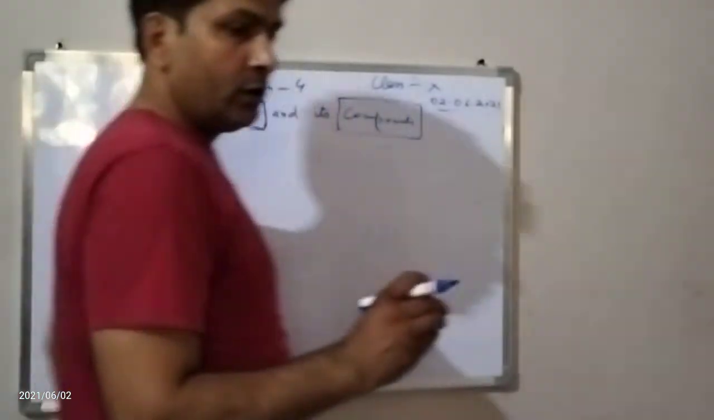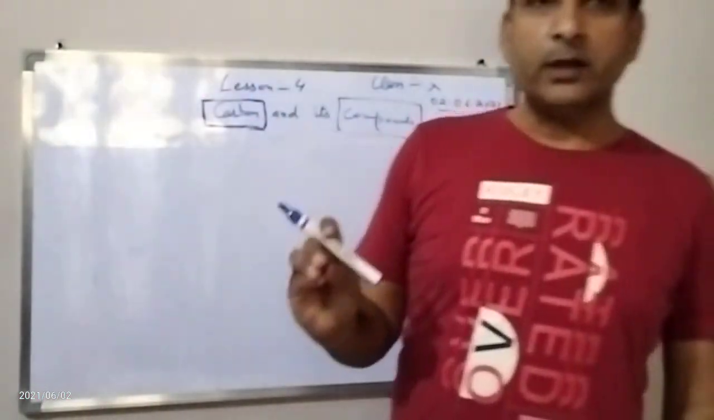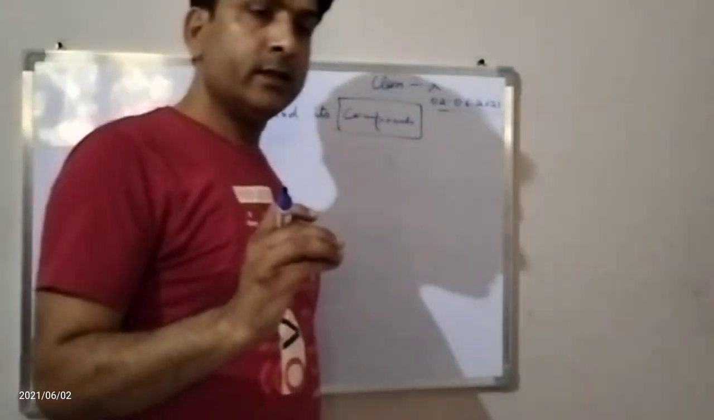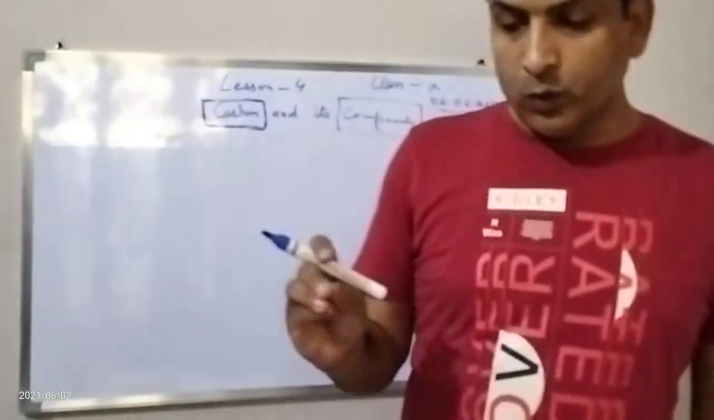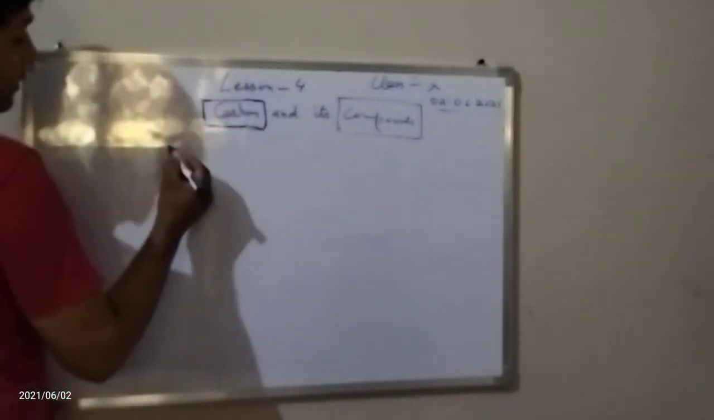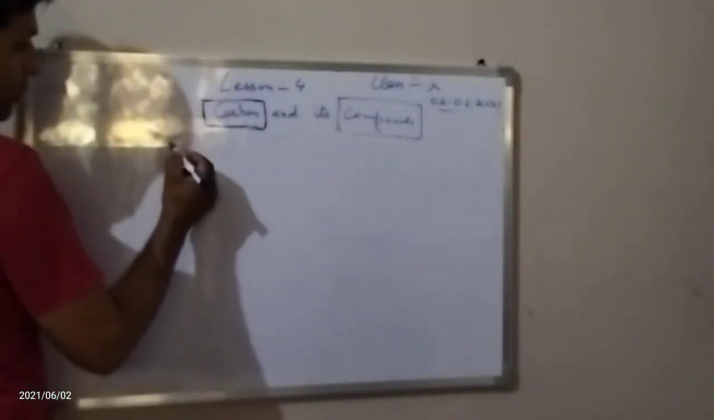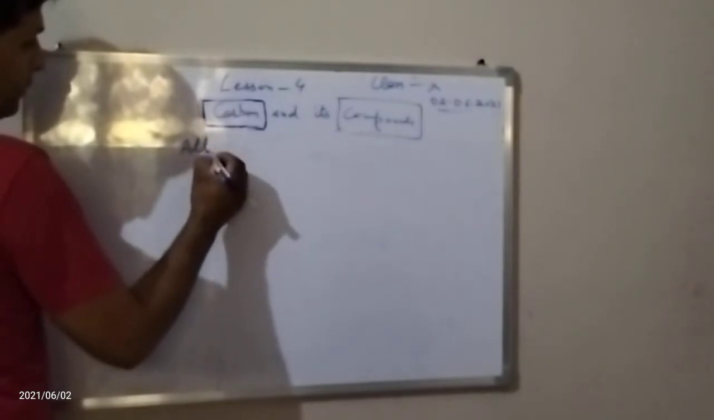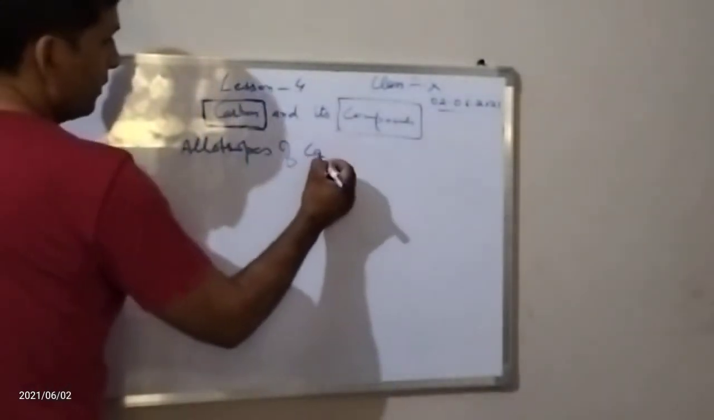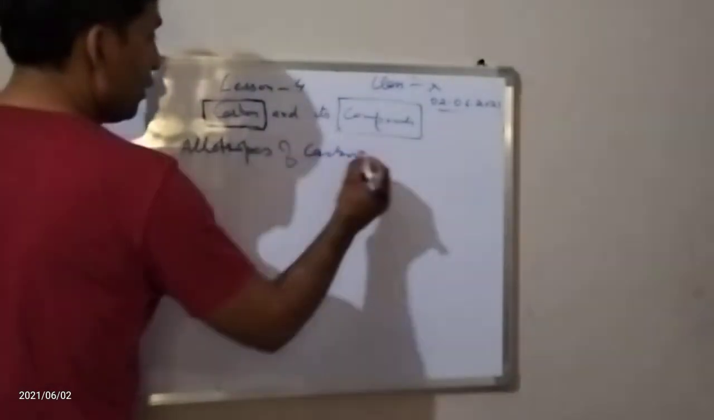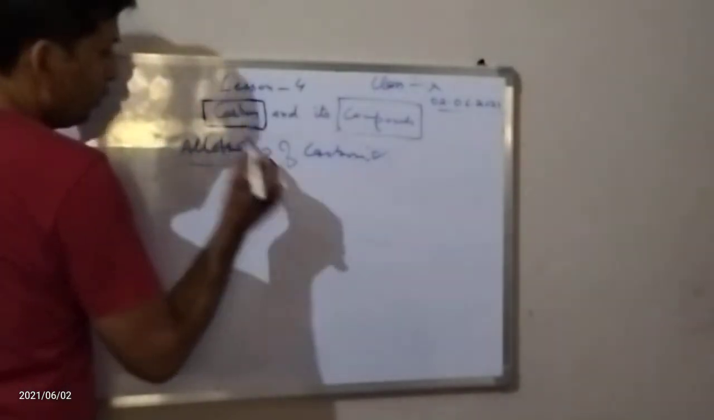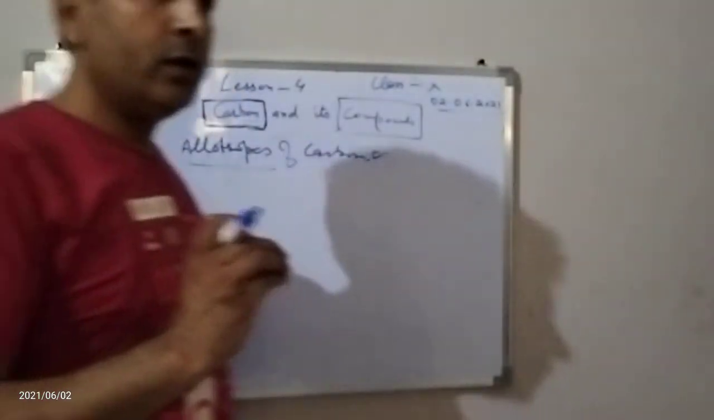In the previous lecture, we studied some properties that carbon has. Now we are going to discuss one more very good property of carbon, that is allotropy. Allotropes of carbon. First of all, we should know what allotropes are.